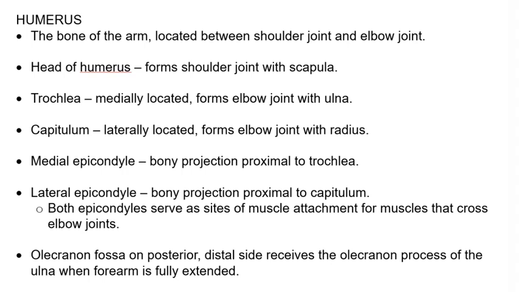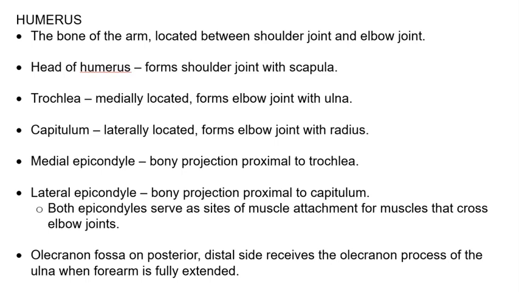The humerus is the bone of the arm, which is located between the shoulder joint and the elbow joint. The head of the humerus forms the shoulder joint with the glenoid cavity of the scapula. At the distal end of the humerus are structures called the trochlea and the capitulum. The trochlea, which is medially located, forms the elbow joint with the ulna. The capitulum, which is laterally located, forms part of the elbow joint with the radius.